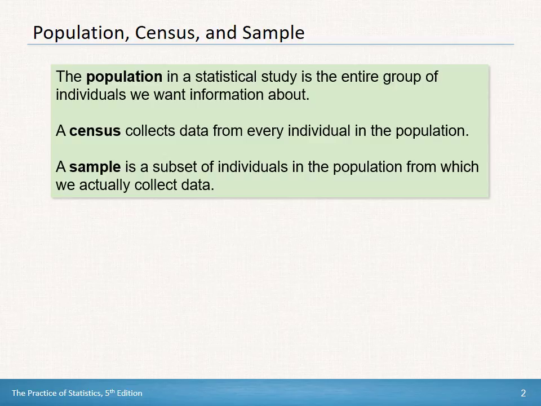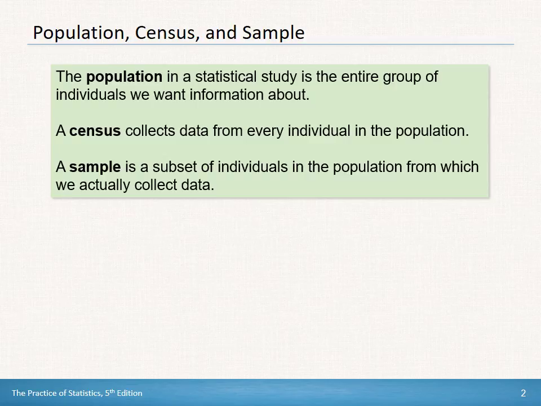There's a lot of vocabulary in this chapter, so we're going to start out with some of the most basic and important ones that you need to know. First one is population. The population is the group of individuals that we want to know the information about. So if I want to know the heights of all students at K Park High School, then all of the students at K Park High School are my population.